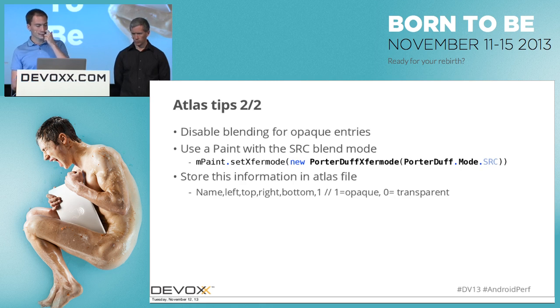So the best way to deal with this is simply to store that information in the atlas file. You can just add a flag at the end that says whether the entry is opaque or not. And that's exactly what we do with the asset atlas at the framework level. So when we store opaque bitmaps in the asset atlas, we draw them as opaque and we disable blending even though the texture in which they are is not opaque.